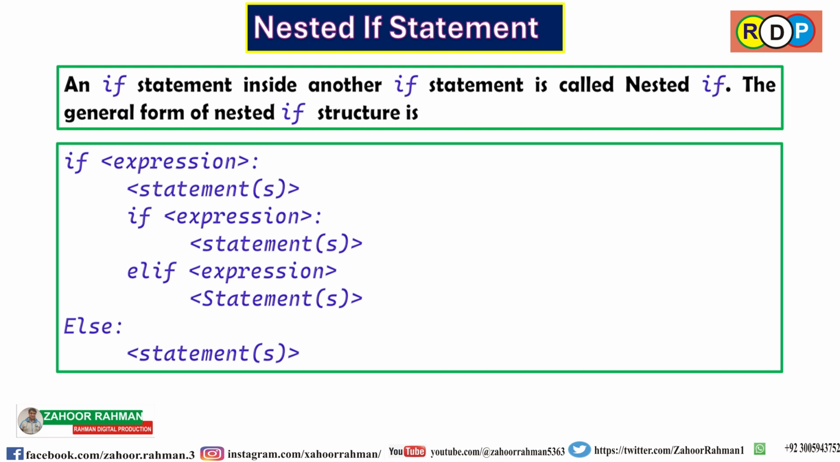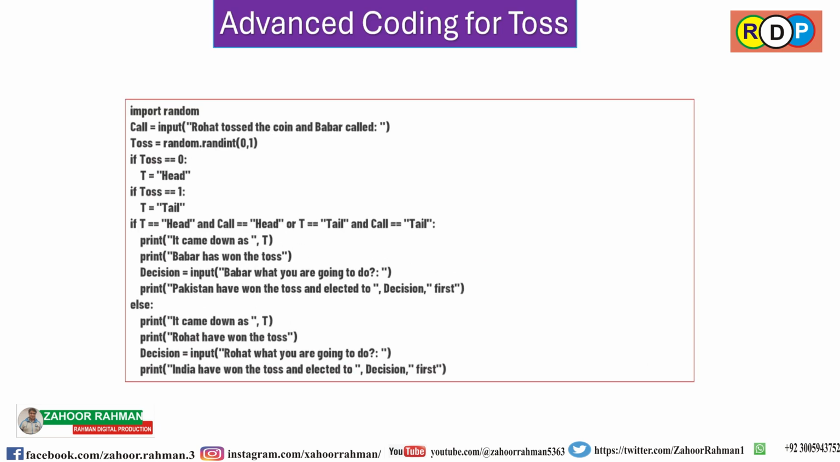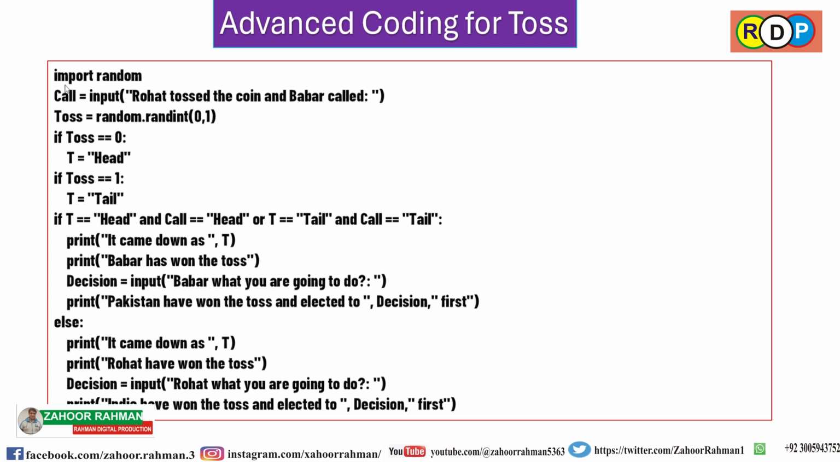Now let us take that program we did in previous lectures, the toss program, and let us make it more sophisticated, just because I told you that we will learn more about the toss in the upcoming lecture. So let us observe that program as well. Note the indentation of nested if statement. In the first program, there was 0 for head and 1 for tail, so the program was telling us that it came down as a 0 or 1.